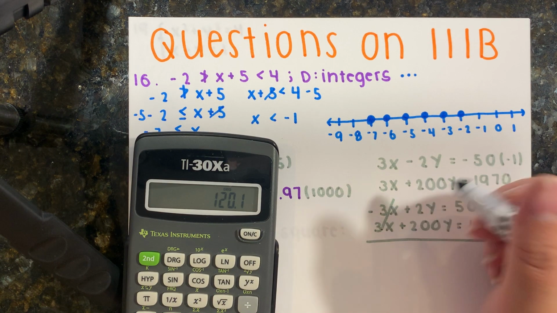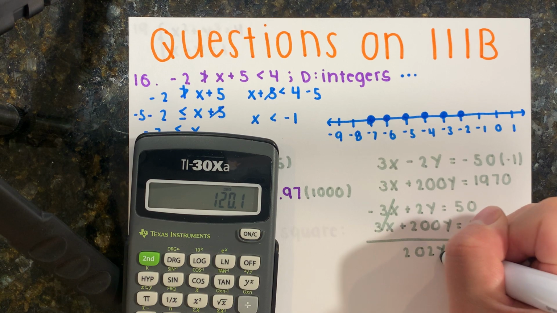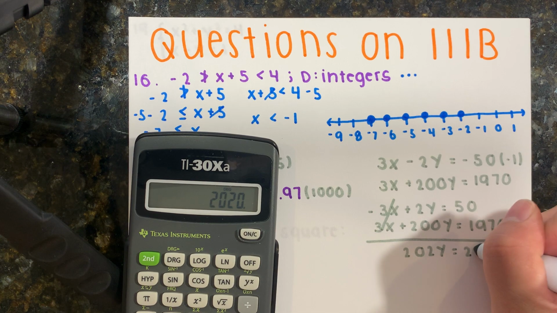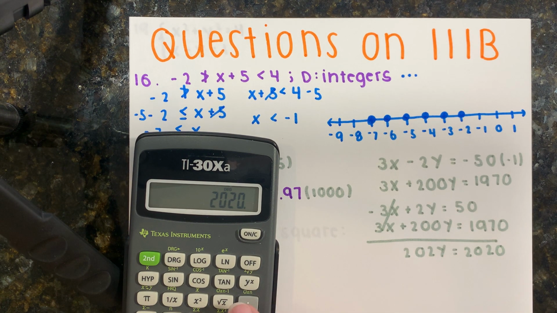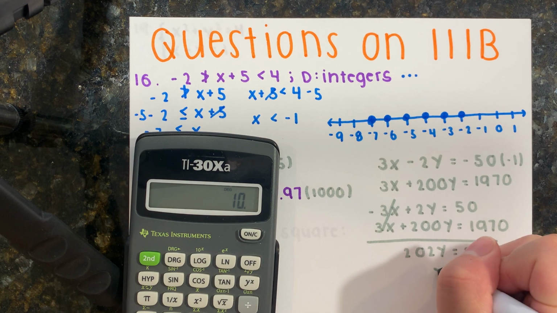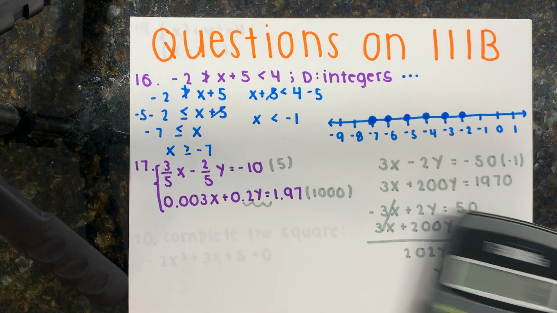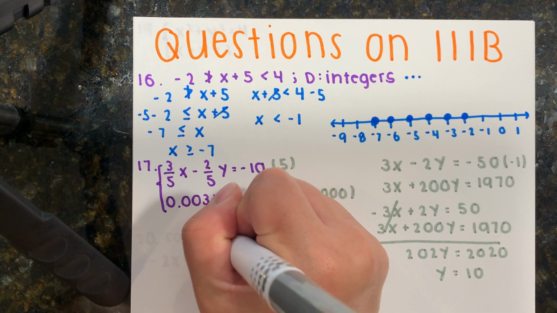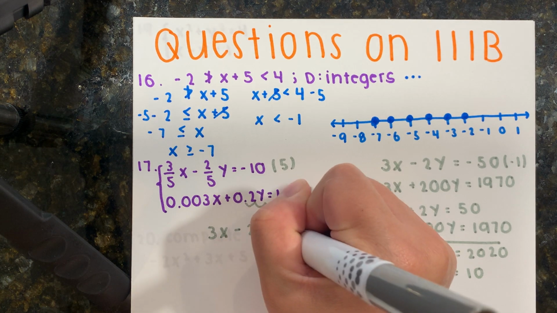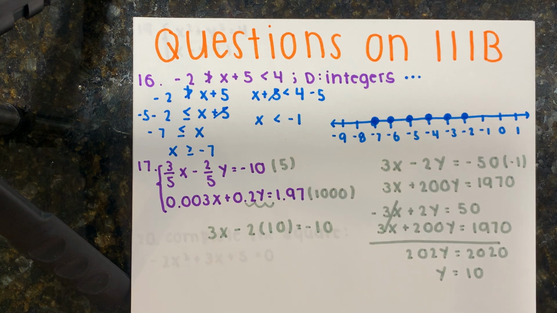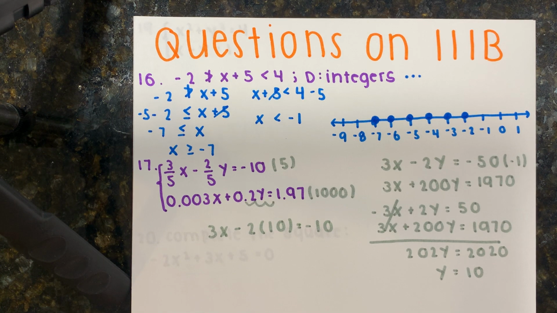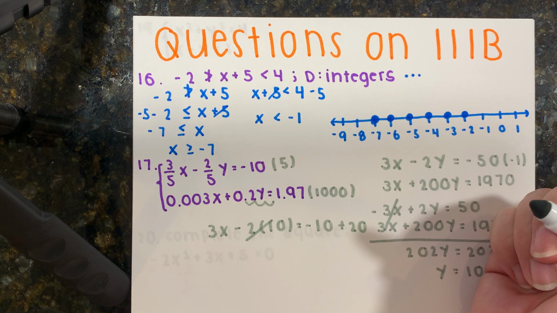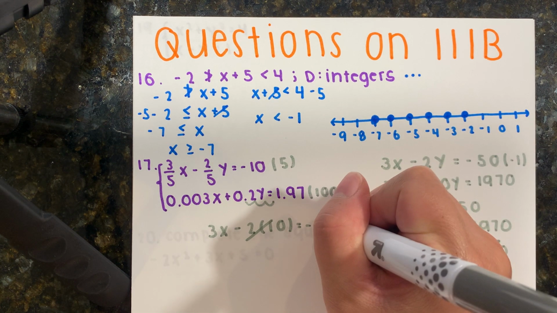Now my x's are going to cancel, and I get 202y equals 2020, which means y is going to be equal to 10. Now that I know what y is equal to, I'm going to plug it into the top equation. So that would be 3x minus 2 times 10 equals negative 50. Negative 2 times 10 is negative 20, so I'm going to add 20 to the other side.